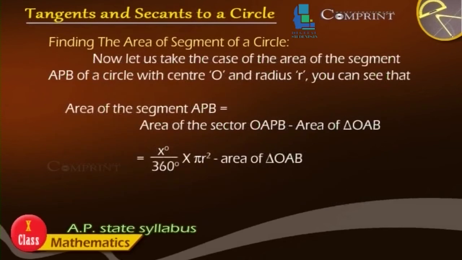Now, let us take the case of the area of the segment APB of a circle with center O and radius r. You can see that the area of the segment APB is equal to the area of the sector OAPB minus the area of triangle OAB, which is equal to x degrees by 360 degrees into pi r square minus the area of triangle OAB.